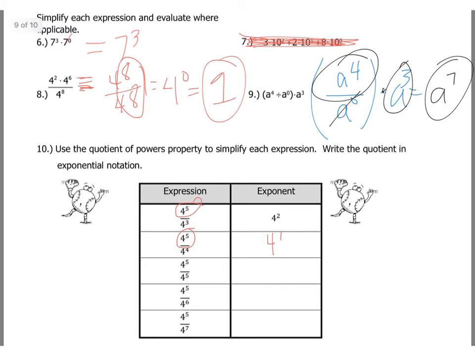You'll see the next one becomes 4 to the 0, and then we're going to switch a little bit, because 4 to the 5th is actually smaller than 4 to the 6th. So we're going to have a 1 in the numerator and 4 to the 1st power in the denominator. And then the last one, same thing, because 4 to the 7th is actually larger, it is going to be in the denominator, and that's not going to be 7, it's going to be 2, because 7 minus 5 is 2.